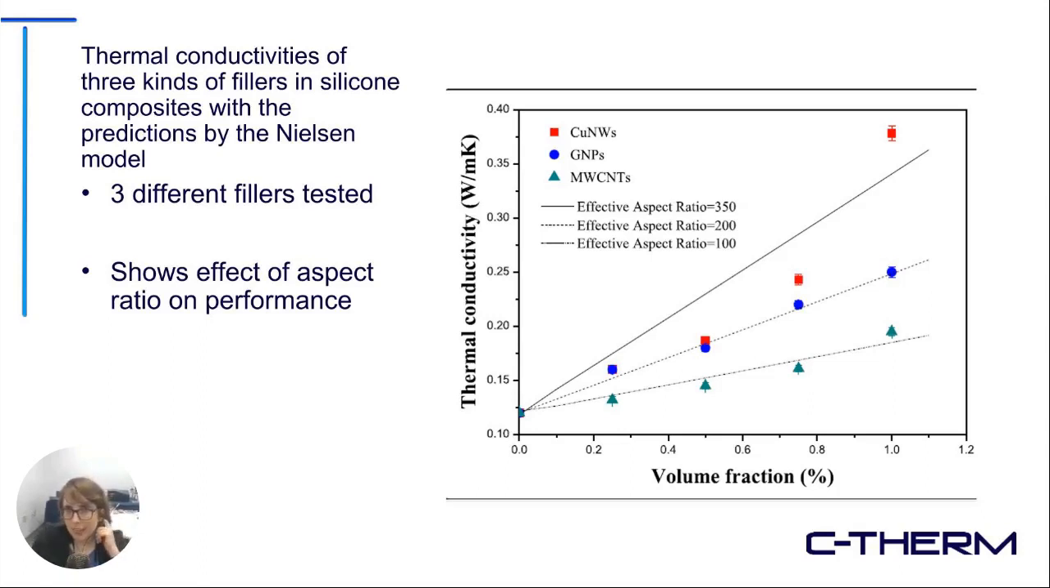So you can see how the copper nanowires, because they have such a high aspect ratio, each incremental addition of copper nanowires improves the effective thermal conductivity much more so than an incremental addition of a multi-walled carbon nanotube.